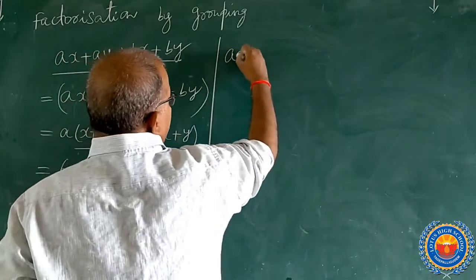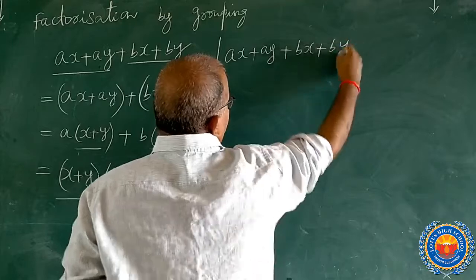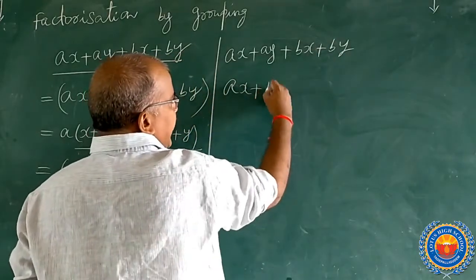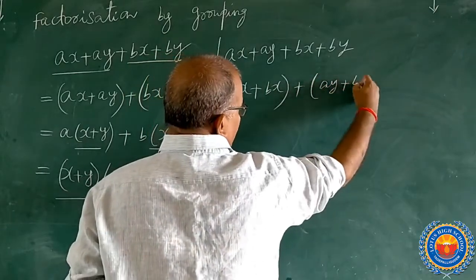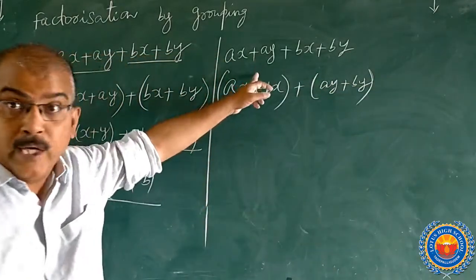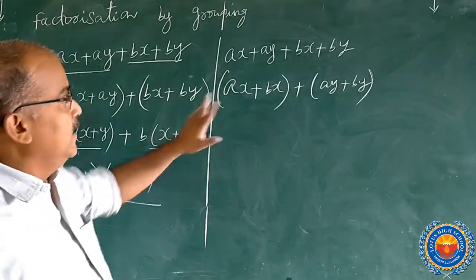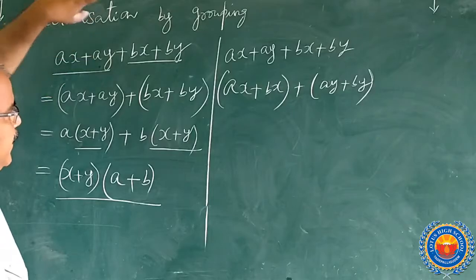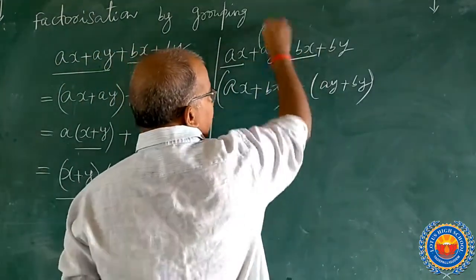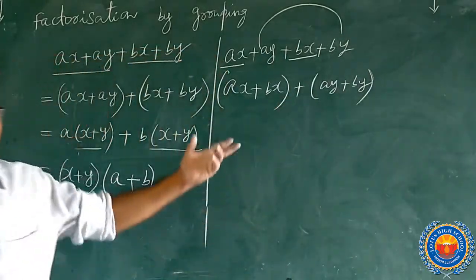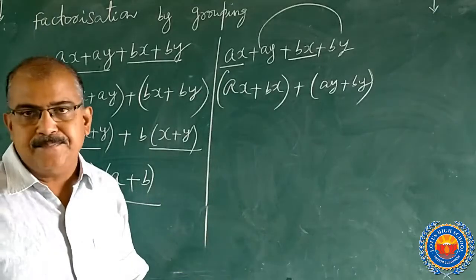Suppose the same question, Ax plus Ay plus Bx plus By. If you want, you can group it like this also: Ax plus Bx, one group, plus Ay plus By, one group. Also, if you want, you can do it like that, but you will get the same answer. So here I am grouping Ax plus Ay, Bx plus By. Here I am grouping Ax plus Bx, Ay plus By. If you want, you can verify this, you will get the same answer.